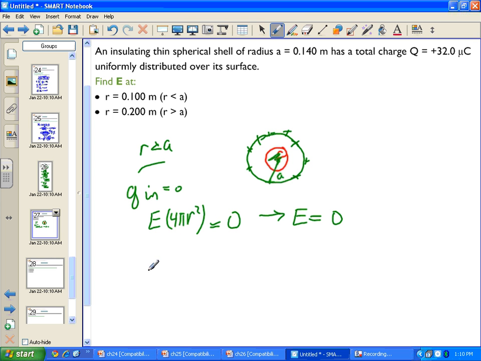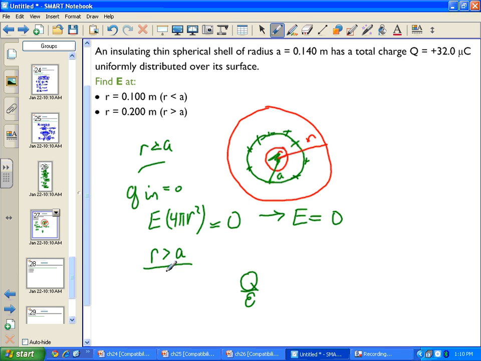Okay, what about when R is greater than A? This time we take a Gaussian surface which has a radius R bigger than A, and of course here you can see that the entire charge on the surface of this hollow sphere is inside the Gaussian sphere. And so E times 4 pi R squared, this time equals total charge over epsilon naught. We put in our numbers.